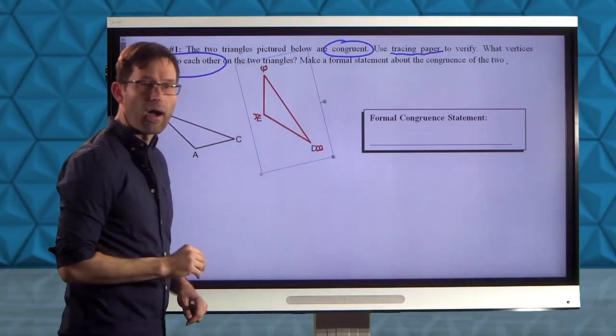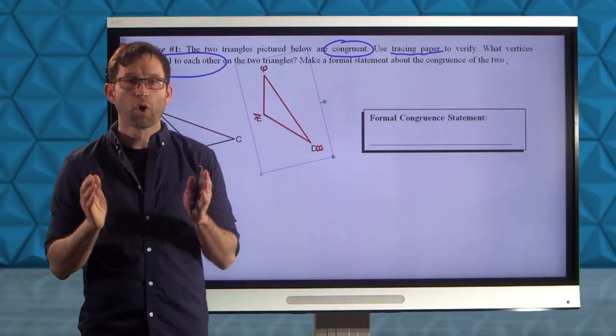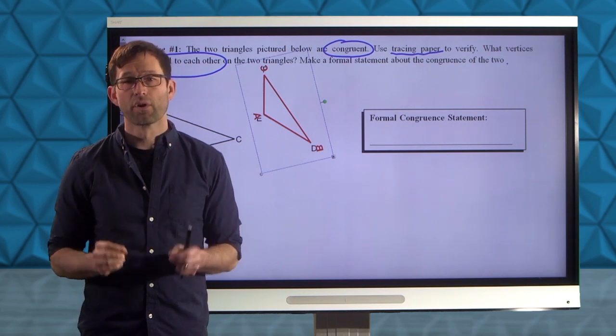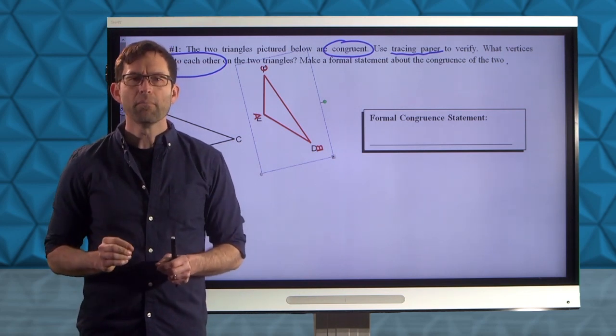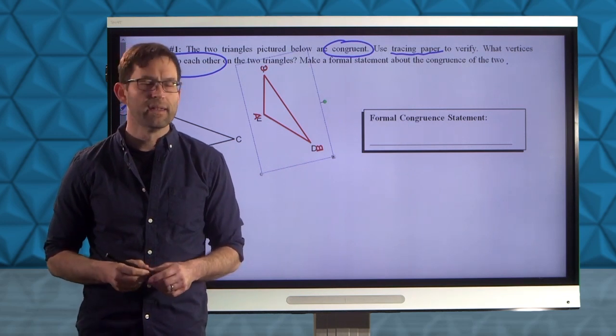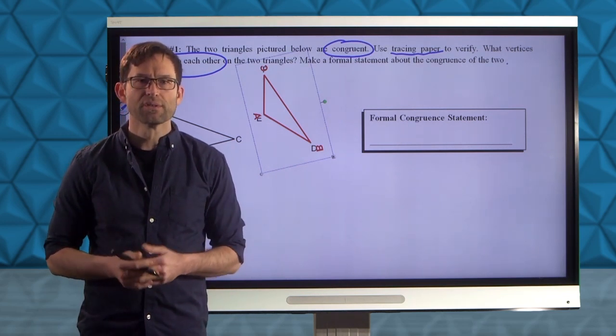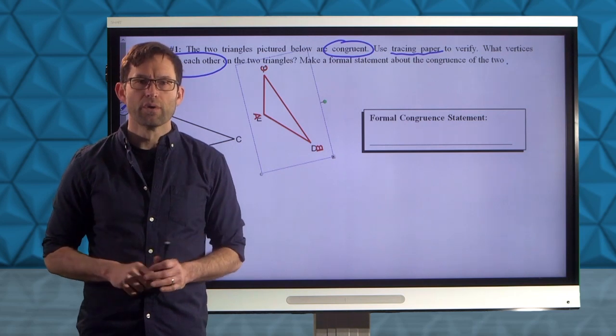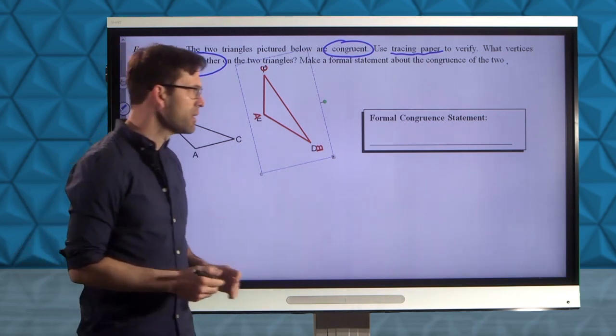And I've got them overlapping. They perfectly coincide, so they're congruent. Now, what do we mean by a formal congruence statement? This is rather important. It's not just about being picky. This is where the rubber hits the road and you've got to get it right. So let's take a look.